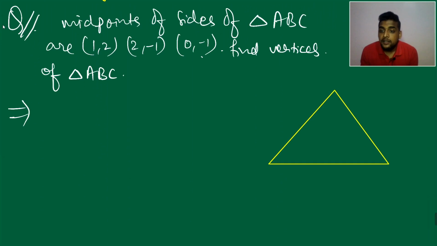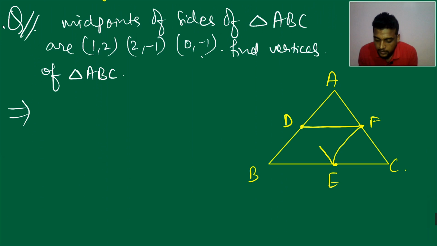This is a triangle, a beautiful triangle we can say. This is A, this is B, this is C. Okay, everyone, suppose the midpoint of AB is D, the midpoint of BC is E, and the midpoint of AC is F, and we join them. Any problem? No. Okay, D is given.